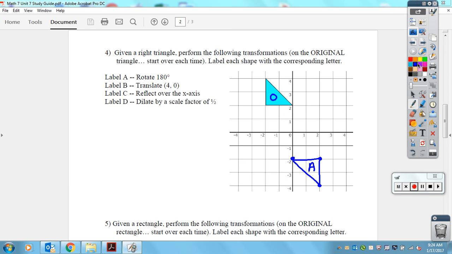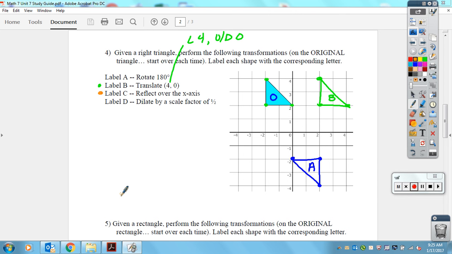Well, let's do B. Starting with my original again. B. So to translate 4, 0. We know the 4 is left, right. So what this means is left 4, up/down 0. Left 4. Each of these corners goes to the left 4. 1, 2, 3, 4. This is my new triangle. We'll label this B.